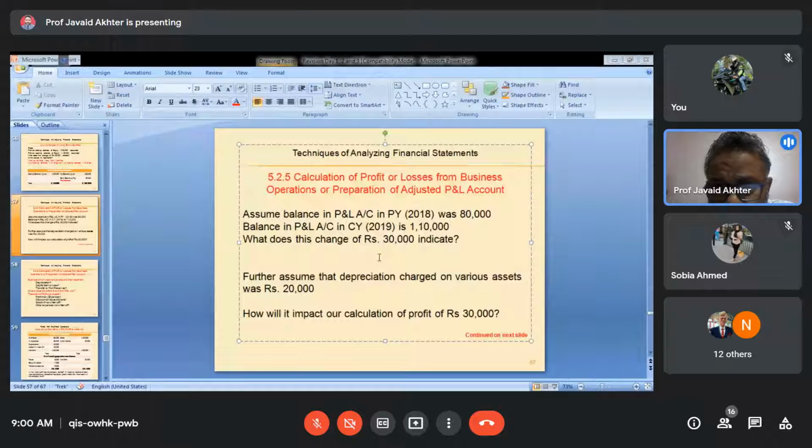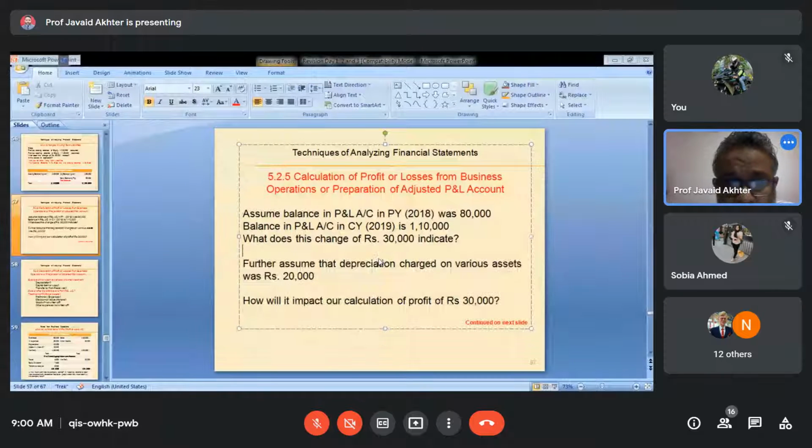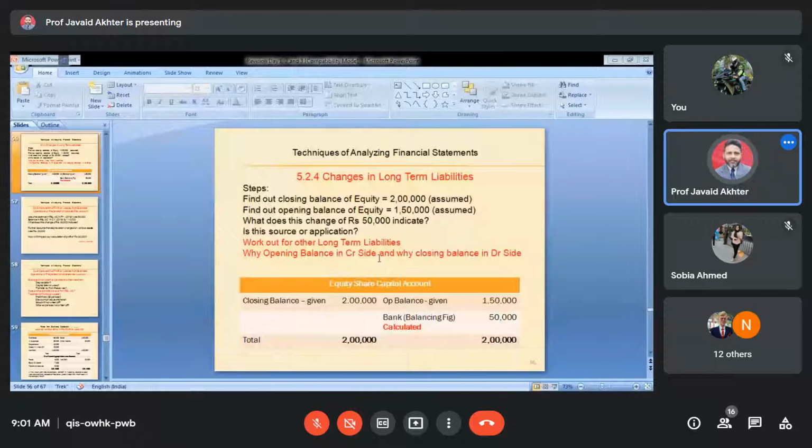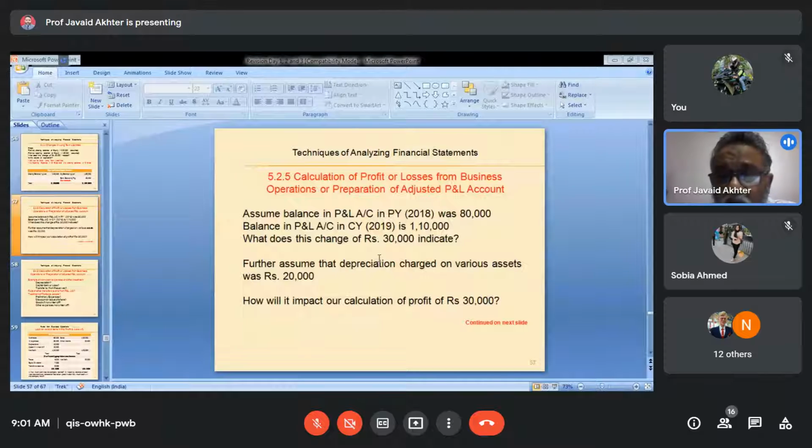Before I explain this, if you have any query, please ask me the question. Up to this slide, if you have any query, you may seek a clarification. If not, I'll move on to explaining how we find out the sources of funds or application of funds from this head, that is, from profits.